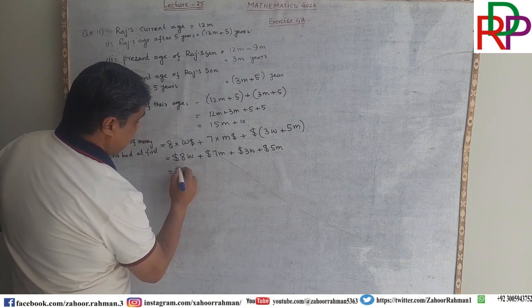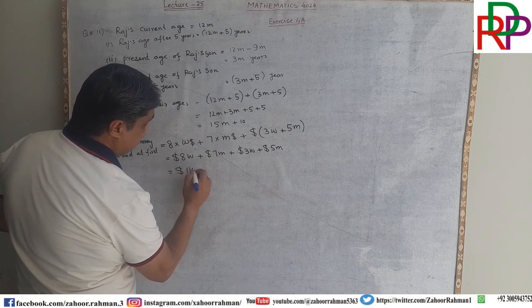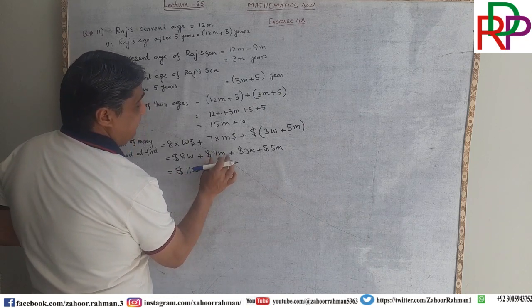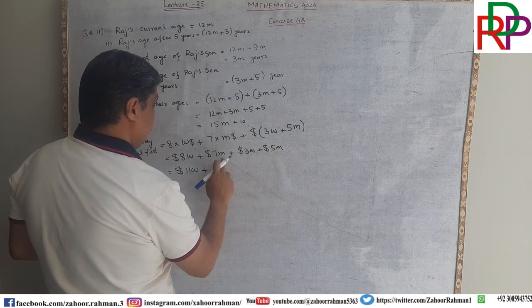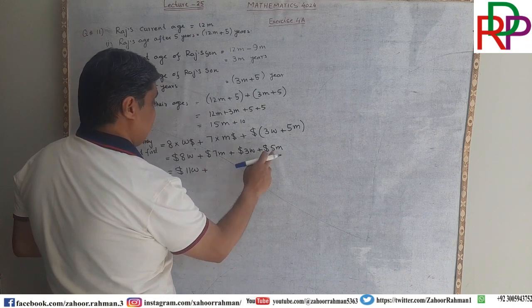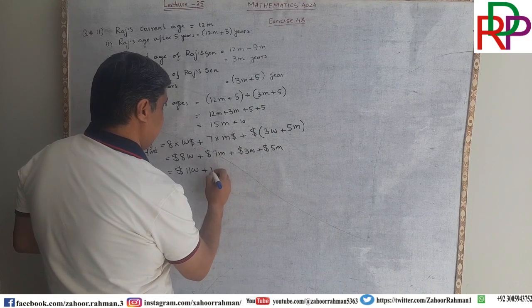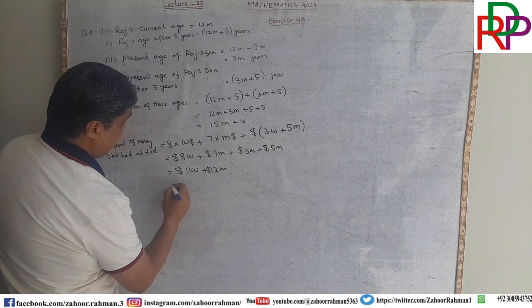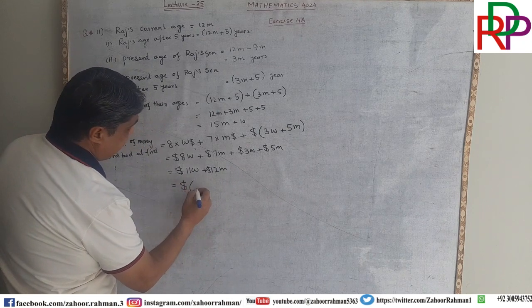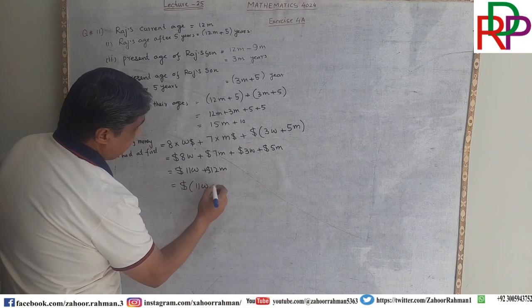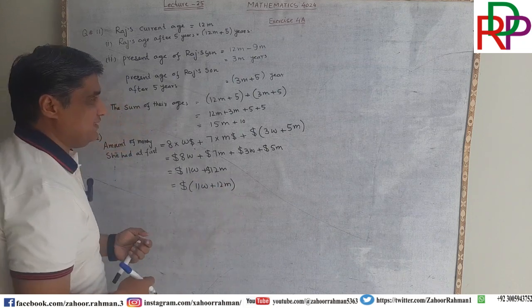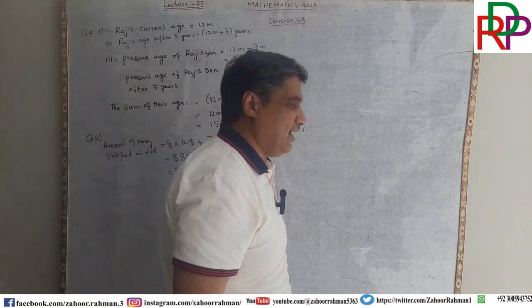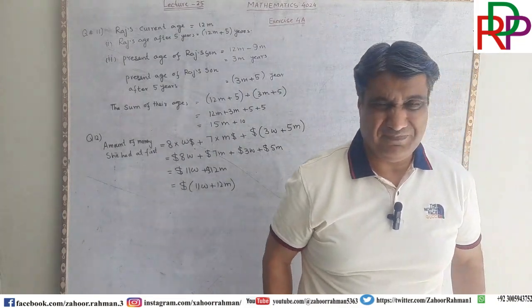So dollar 11W, and M with the M. So we are having this 7M and 5M that will yield dollar 12M. Now if we are writing dollar outside, so 11W plus 12M is the ultimate answer of this question.